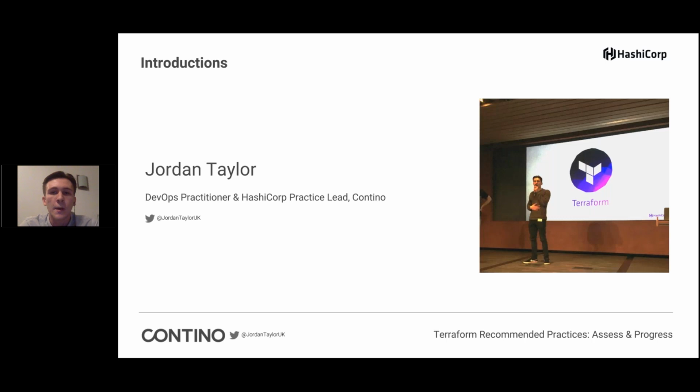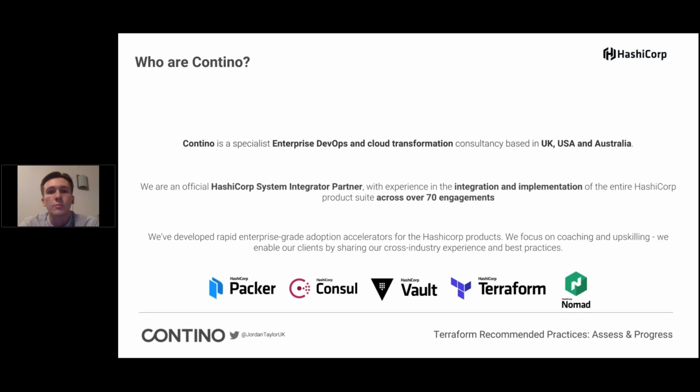I'm Jordan Taylor. I'm a DevOps practitioner from Contino and the HashiCorp practice lead. And who are Contino? Contino are an enterprise DevOps and cloud transformation consultancy based in the UK, USA, and Australia. We focus on regulated enterprises with the successful adoption of DevOps and continuous integration. We're also a HashiCorp system integrator partner, and the reason that we can speak about this with Terraform is because we've implemented these tools across over 70 engagements now.